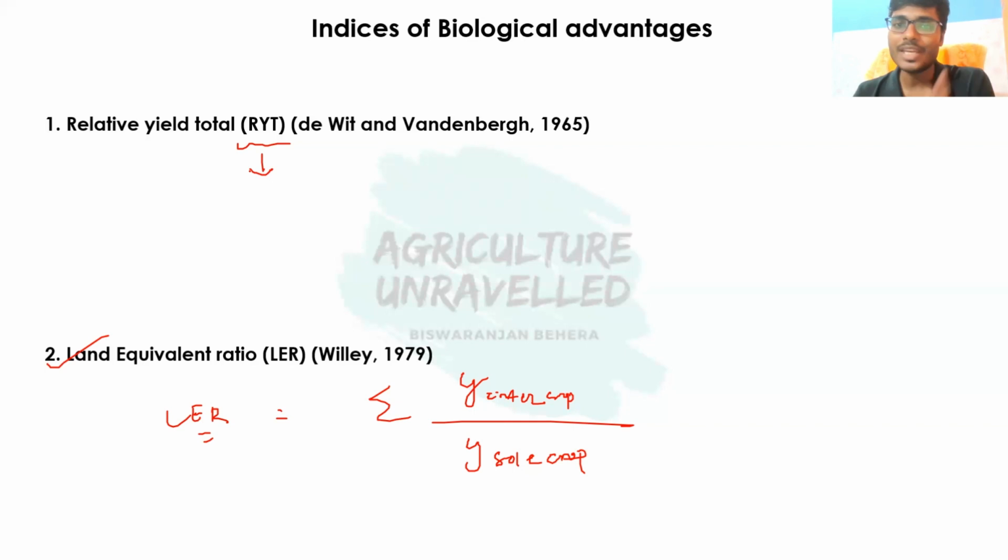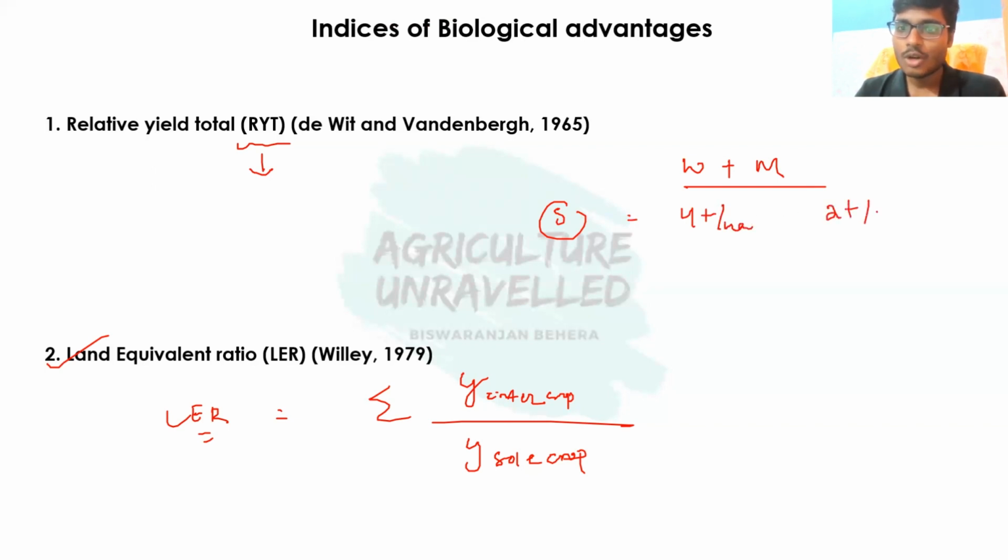Then what does it mean? So we'll use the same example, that is wheat plus mustard situation. In case of wheat plus mustard intercropping, we use that sole crop of wheat was 4 ton per hectare, and in case of mustard it was 2 ton per hectare. And in case of intercropping, in case of wheat it was 3 ton per hectare, and in case of mustard it was 1.5 ton per hectare.